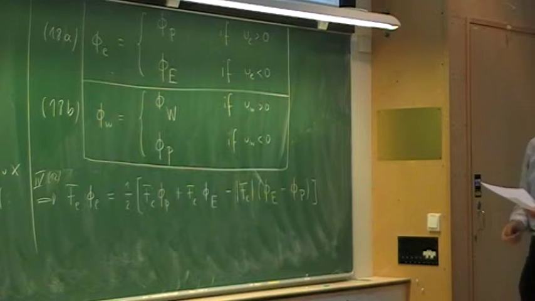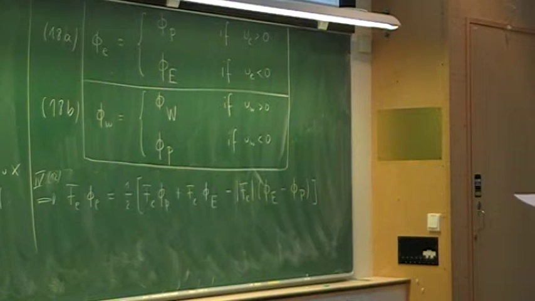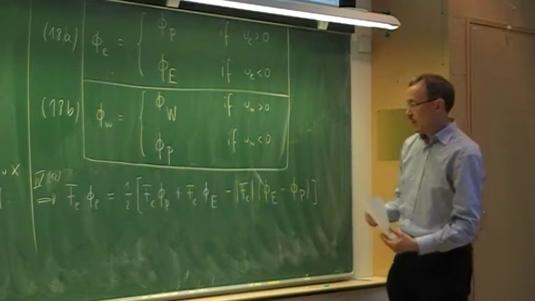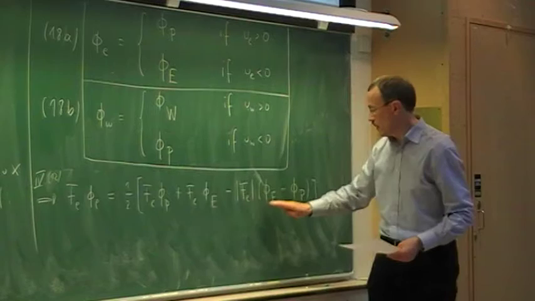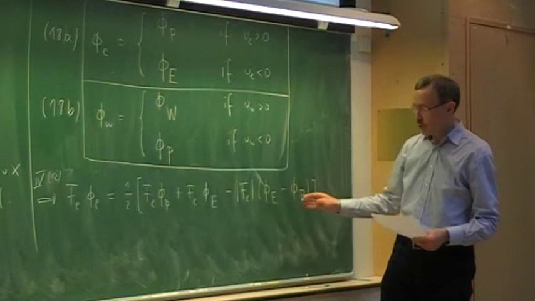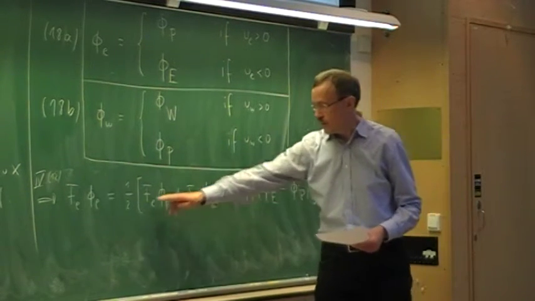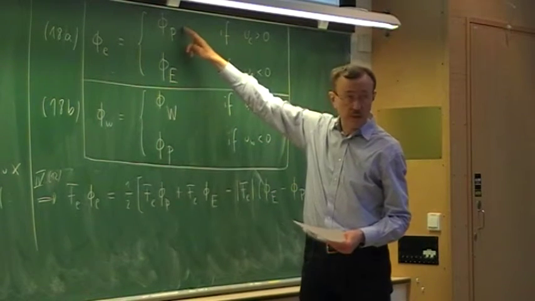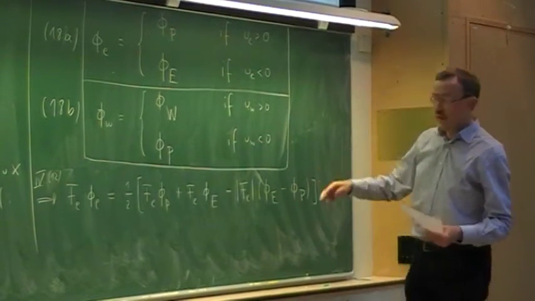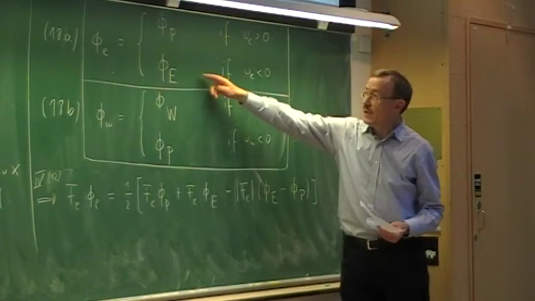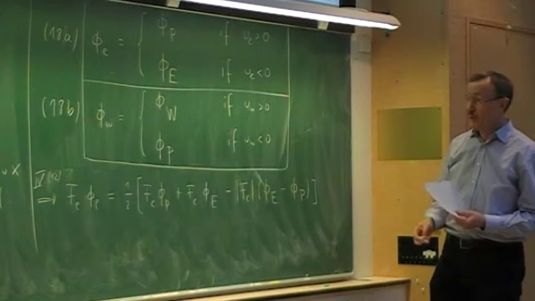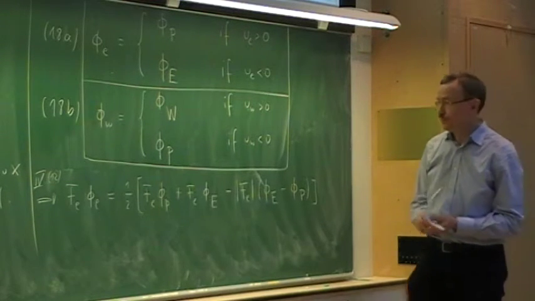And then we can do the discussion again. If Fe is positive, the absolute value is removed, and then this cancels, and we get 2 times this divided by 2 is Fe phi P. And that is what we get here. And if it's negative, we get then Fe phi E. So that is then the formula where we don't need an if statement.